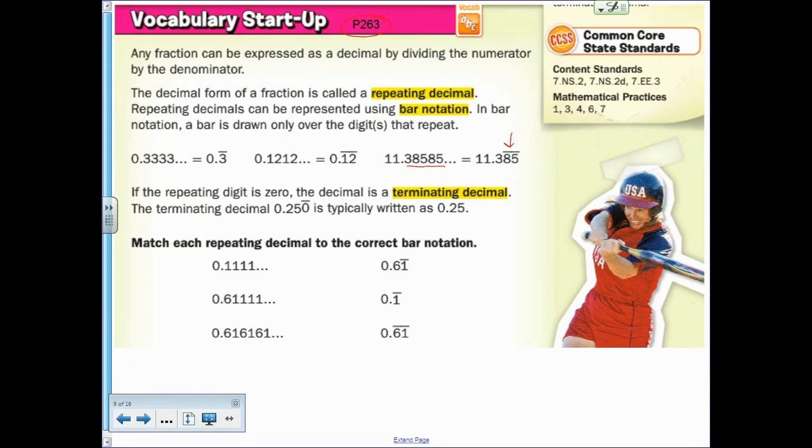If the repeating digit is a 0, the decimal is considered a terminating decimal. Now, here's that thing that I was telling you about, that they say a terminating decimal has a repeating 0. Okay, I think they're just getting a little bit ridiculous with that. That's not how we would write it. We would just write it as 0.25. So terminating decimals do not have to have repeating zeros on the end of them.